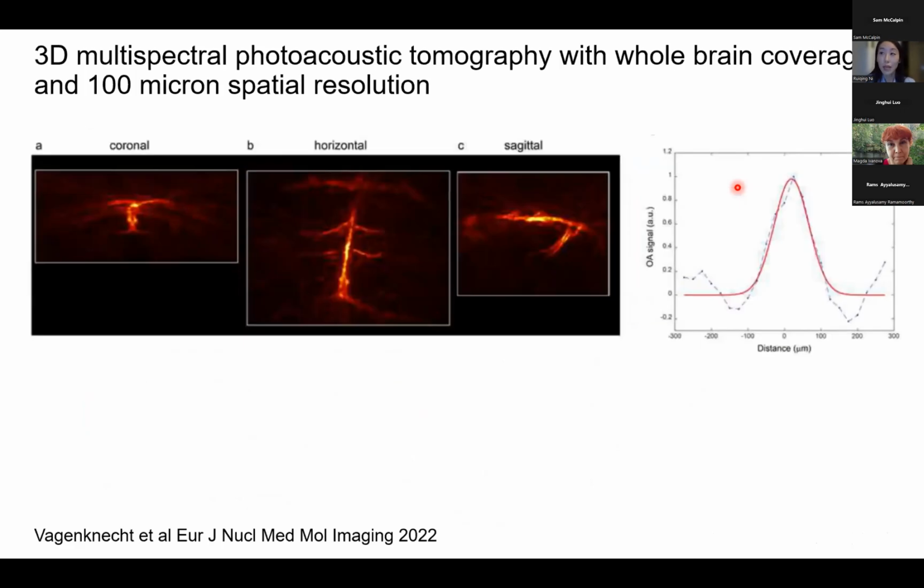So the device I used was developed in Professor Daniel Razansky's group. This method can provide 3D multispectral imaging with a resolution of around 100 microns spatial resolution. As you see in the middle of the slide, we can clearly see the vessels, and this is with an intact skull. So the mouse is totally fine, and it can be used for longitudinal imaging.